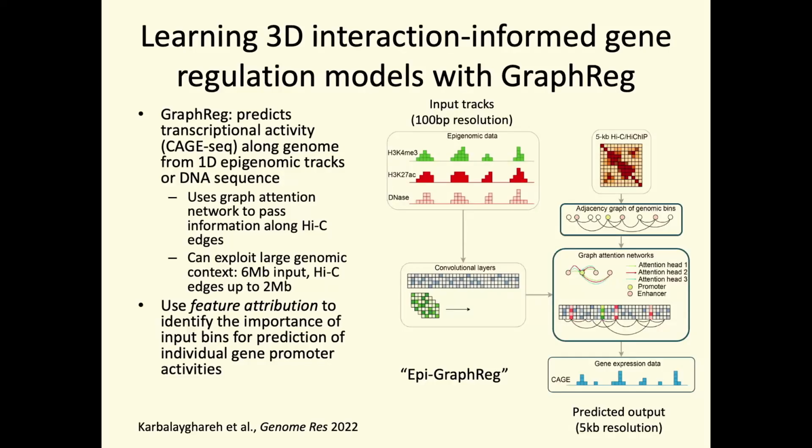Okay, in this paper, there are 2 versions of the model. Okay, one model just started with epigenomic data. It's over a 6 megabase region, so you have these tracks, accessibility, and a few histone marks. And what we're trying to predict is a readout of gene expression called CAGE.